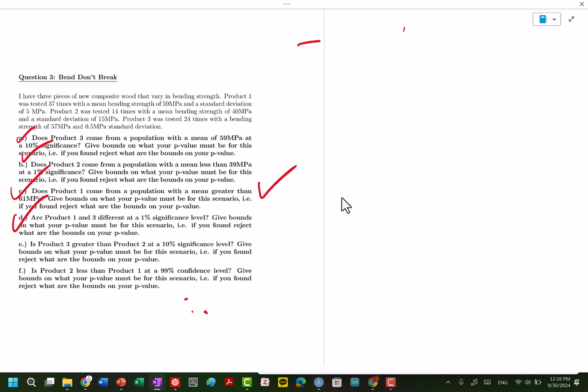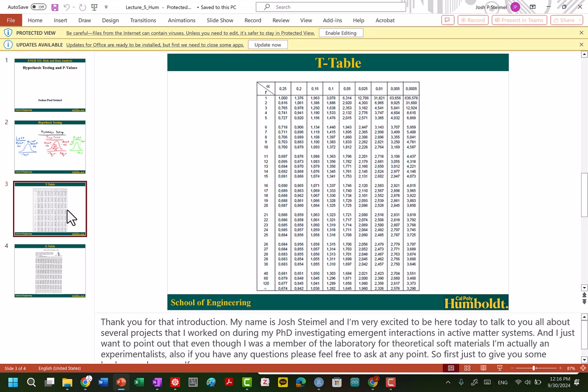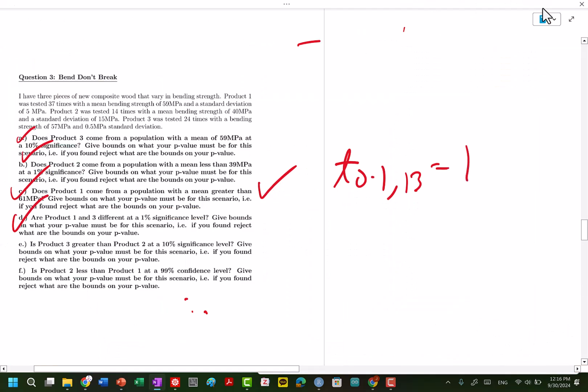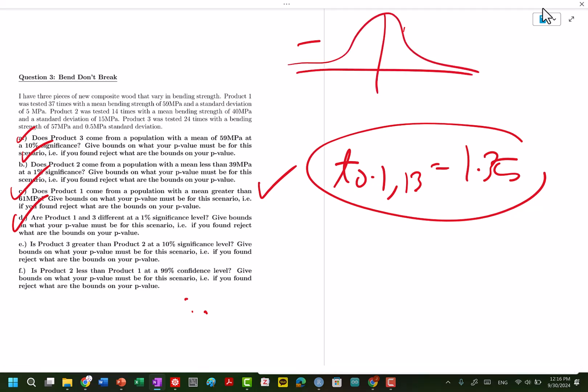Our nu is going to be 13. So if it's greater than at a 1%, 0.1, 13, what is that value? That is going to be 0.1, 13, 1.35. Good. So we're doing greater than. That's our right-tailed value, so 1.35. Now let's go to what was our actual t-value. 4, way over here. So that is definitely a reject, and our p-value is less than 0.1. Great.